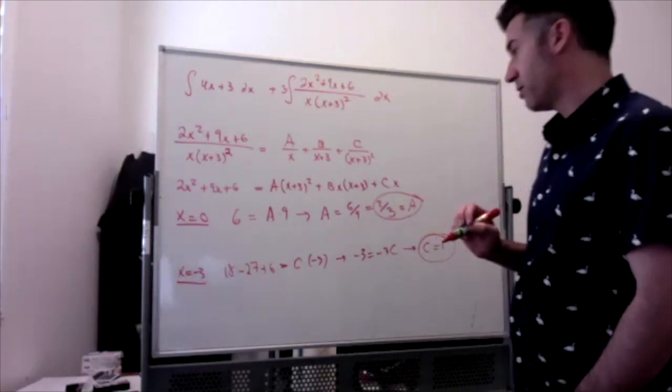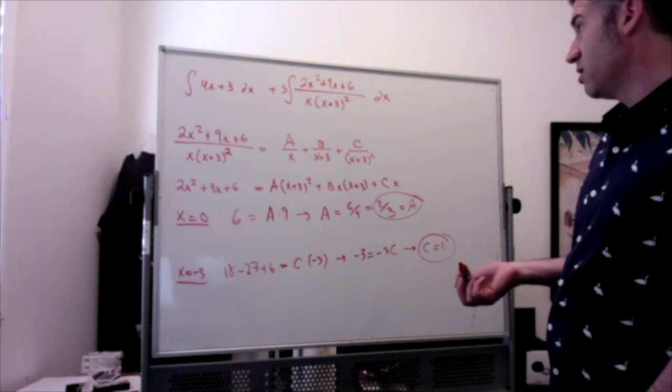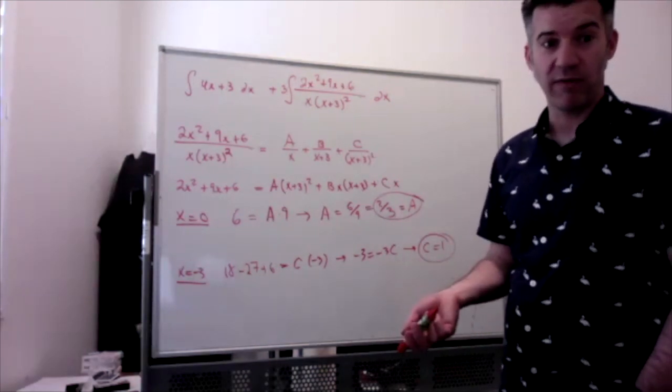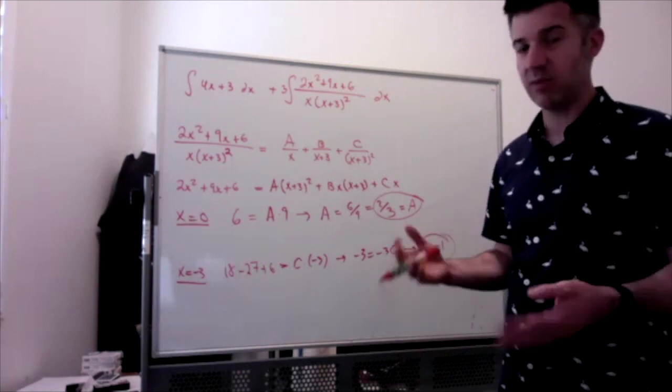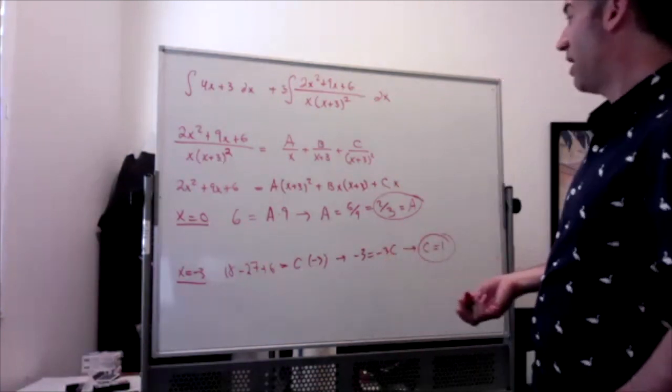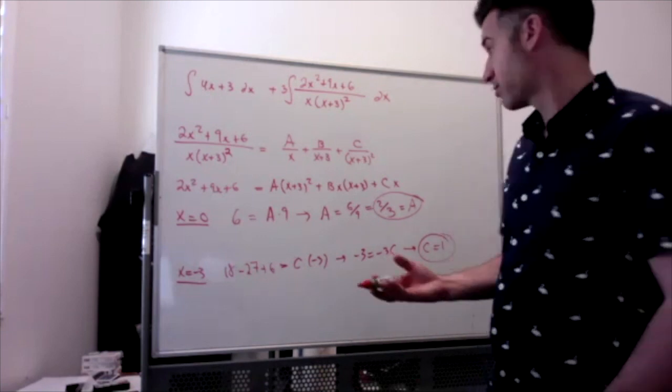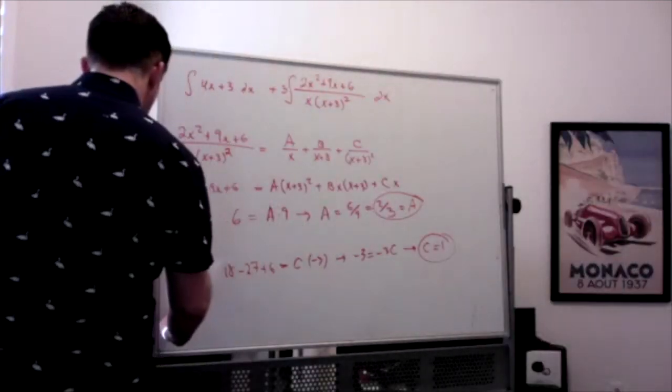And then finally, we need to find b. So the thing I like to do is called equating coefficients. So I'm going to look for the highest power of x on either side. It doesn't have to be the highest, but usually the highest is the easiest. The highest power of x I see on either side is an x squared. So I have 2x squared on the left.